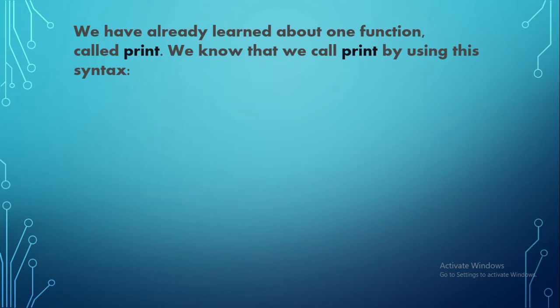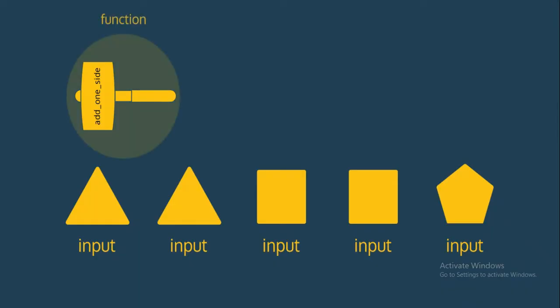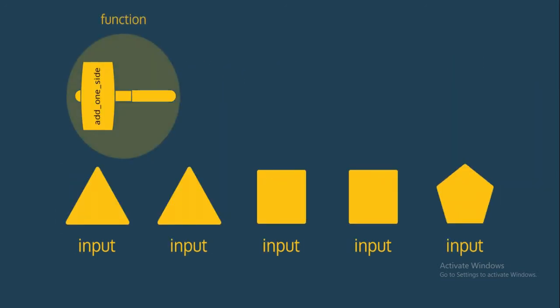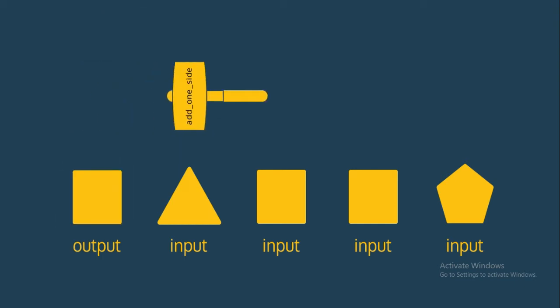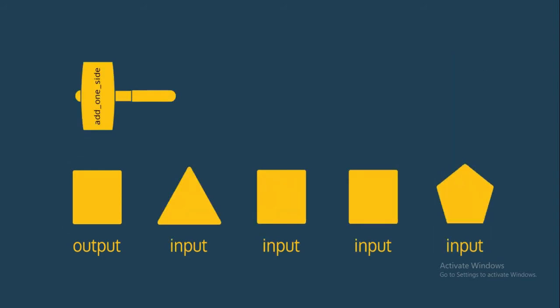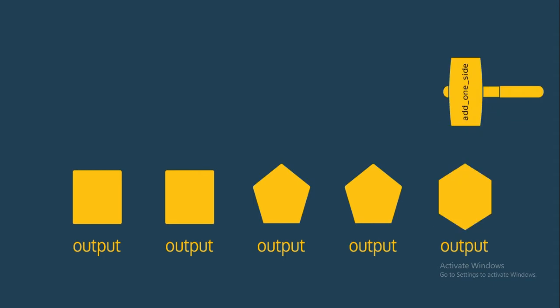So we have already learned about one function called print. We know that we call print by using this syntax here. Print and parentheses, inside them we put whatever we want to print. So here's a quick example of a function that adds one side to different shapes. If you see here, we have a triangle as an input and the output is a square. It actually adds one side for each shape. So if you notice here, for every function we have an input and then it gives us the output.